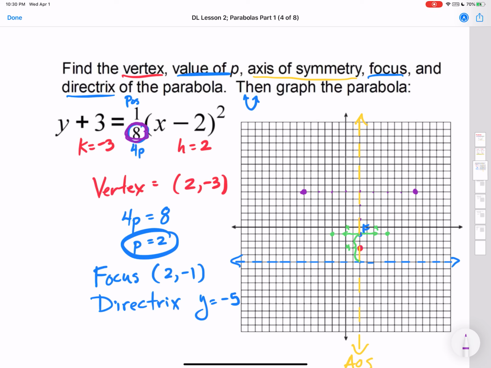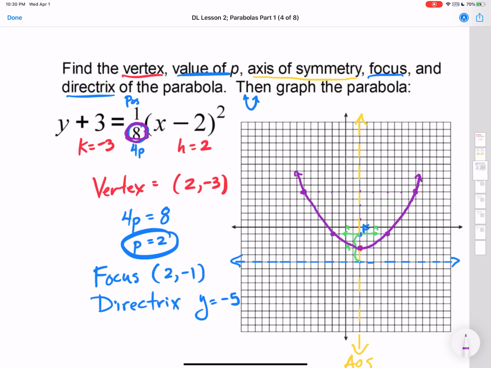Okay, so now I have 5 points. I got these 2 points that we found earlier. We have the 2 points that we just found, and we also have our vertex. So I'm going to go ahead and sketch out this parabola the best that I can. And this is what our parabola looks like.